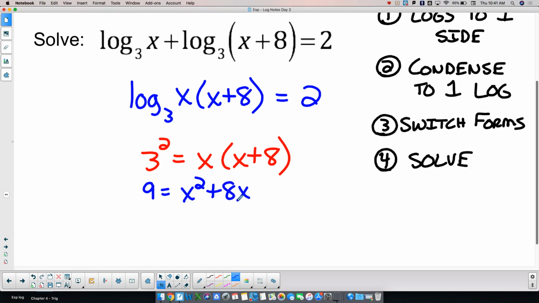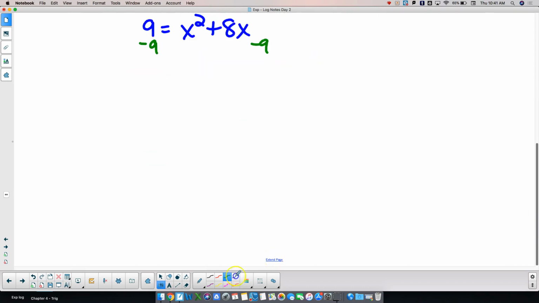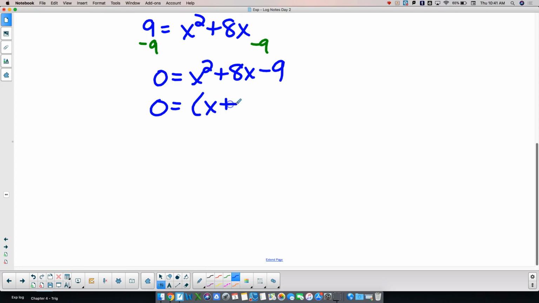Because I have a squared term with a linear term on it, I've got to get everything onto one side. So I'm going to subtract 9. Zero equals x squared plus 8x minus 9. Then I need to factor. Two numbers that multiply together to be negative 9 and add to be positive 8 are positive 9 and negative 1.